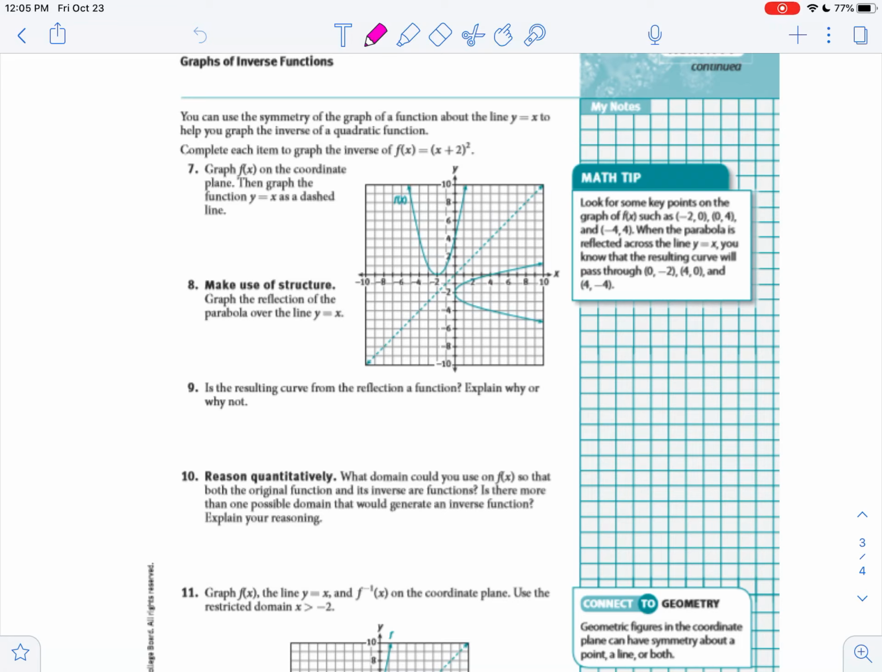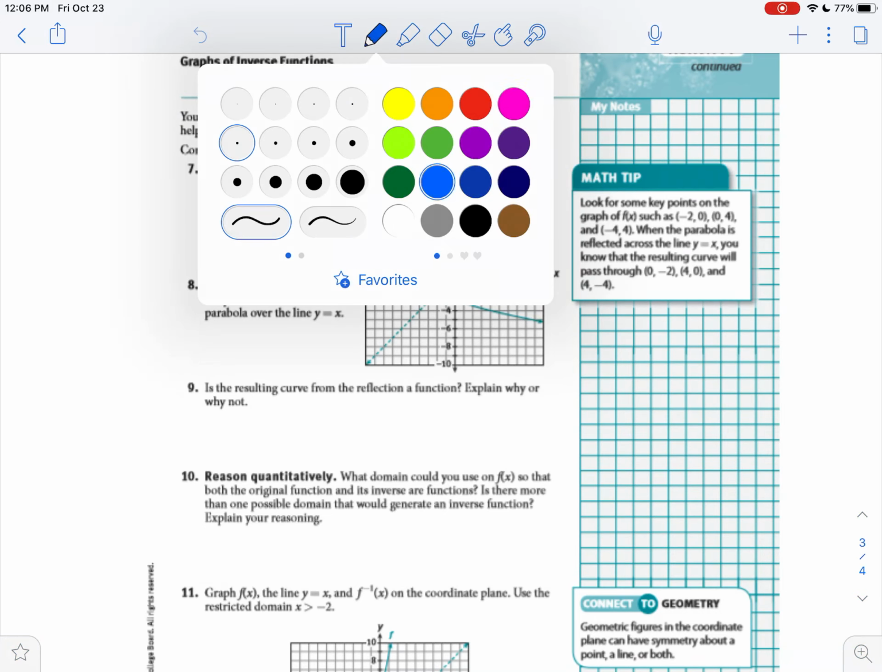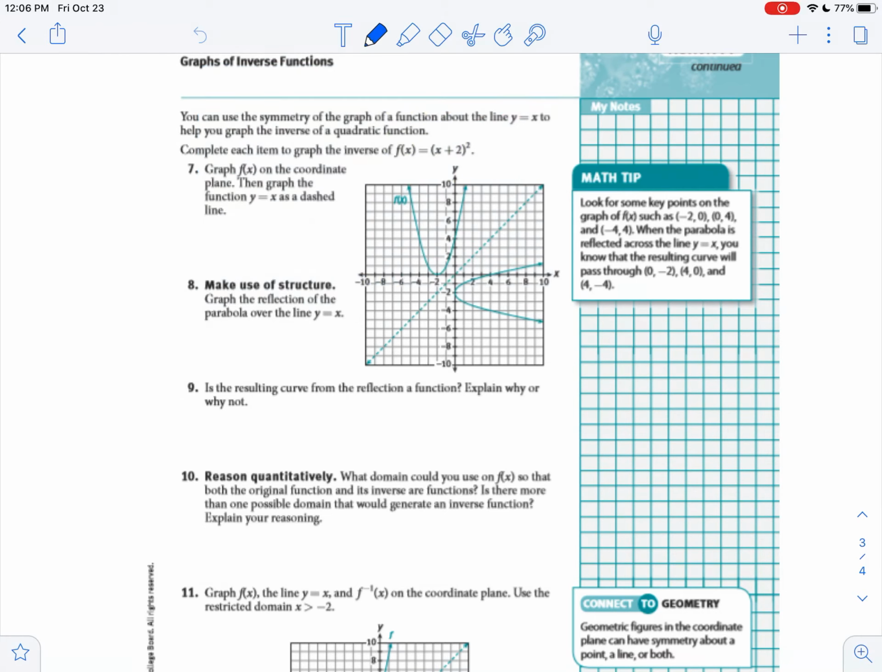Okay. So now we want to look at what happens when we work with the quadratic functions. And the quadratic functions are going to have domain restrictions. So we're going to want to be careful with those. And so we can still use symmetry to graph a function about the line y equals x to help you determine the inverse. So here's an example. It says graph f of x on the coordinate plane. And so they gave us f of x as the quantity x plus 2, squared.